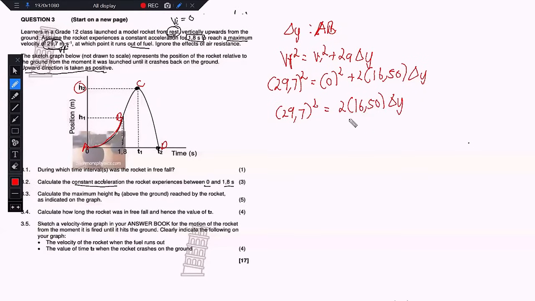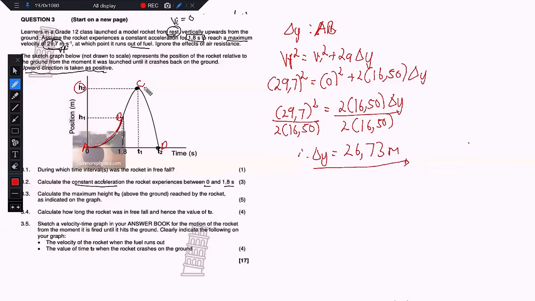Now we know what to do here. I do not need to punch all of this into the calculator and break it down. I can just do it like this, and therefore your delta y will be equal to 26.73 meters, right? So now I have that 26.73 meters. Remember, we are looking for that maximum height.